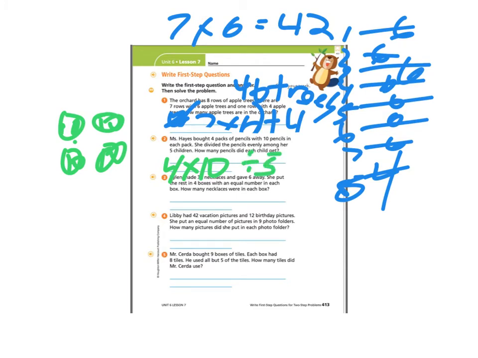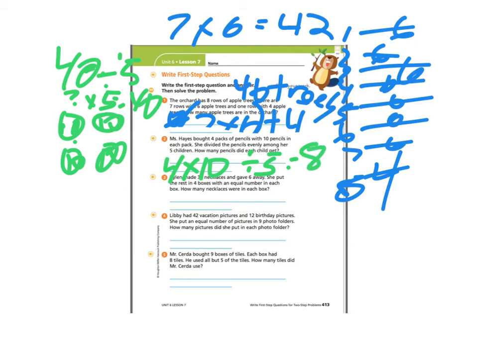So PEMDAS, we're working left to right. So you're taking those 40 and you're dividing them into 5 equal groups. So 40 divided by 5. Or if you want the multiplication, what times 5 equals 40. So how many pencils did each get? 8 times 5 is 40. So 8 pencils. All right, the last 3 on that page are very similar.